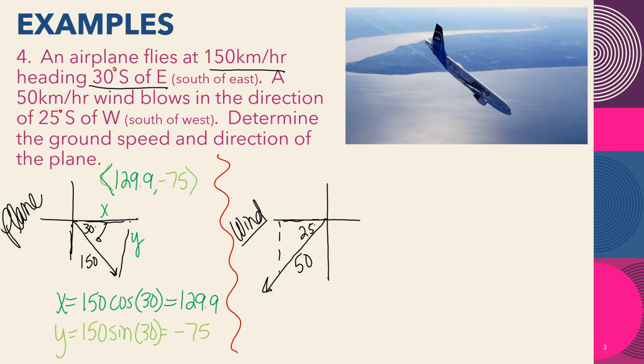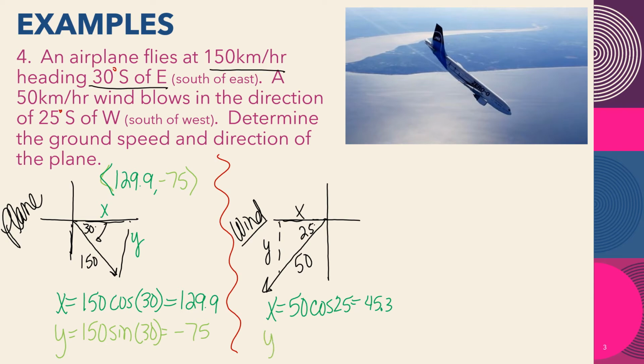Cool. And again, we want our x and our y values. Same stuff that we just did in the previous one. X is going to be the magnitude multiplied by cosine of 25, which will give us 45.3.